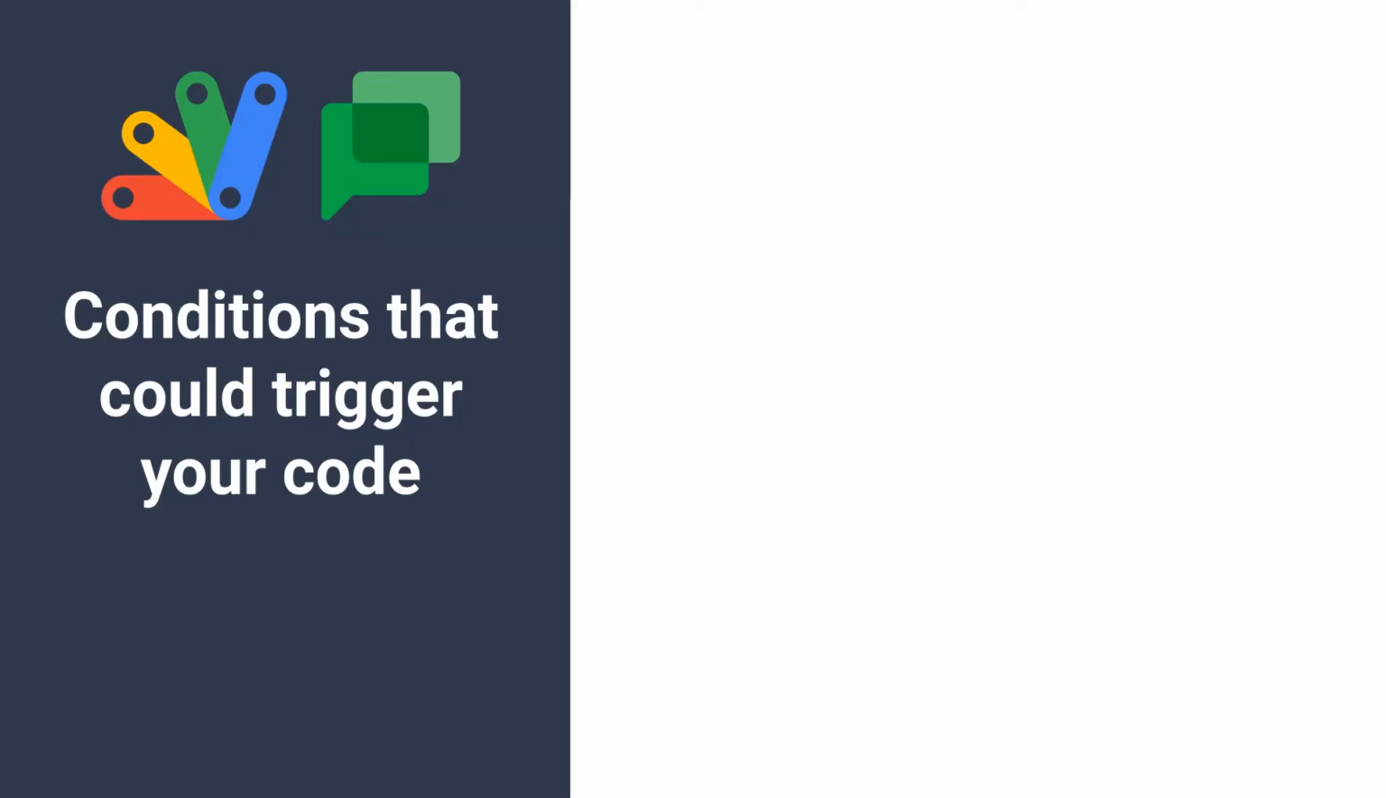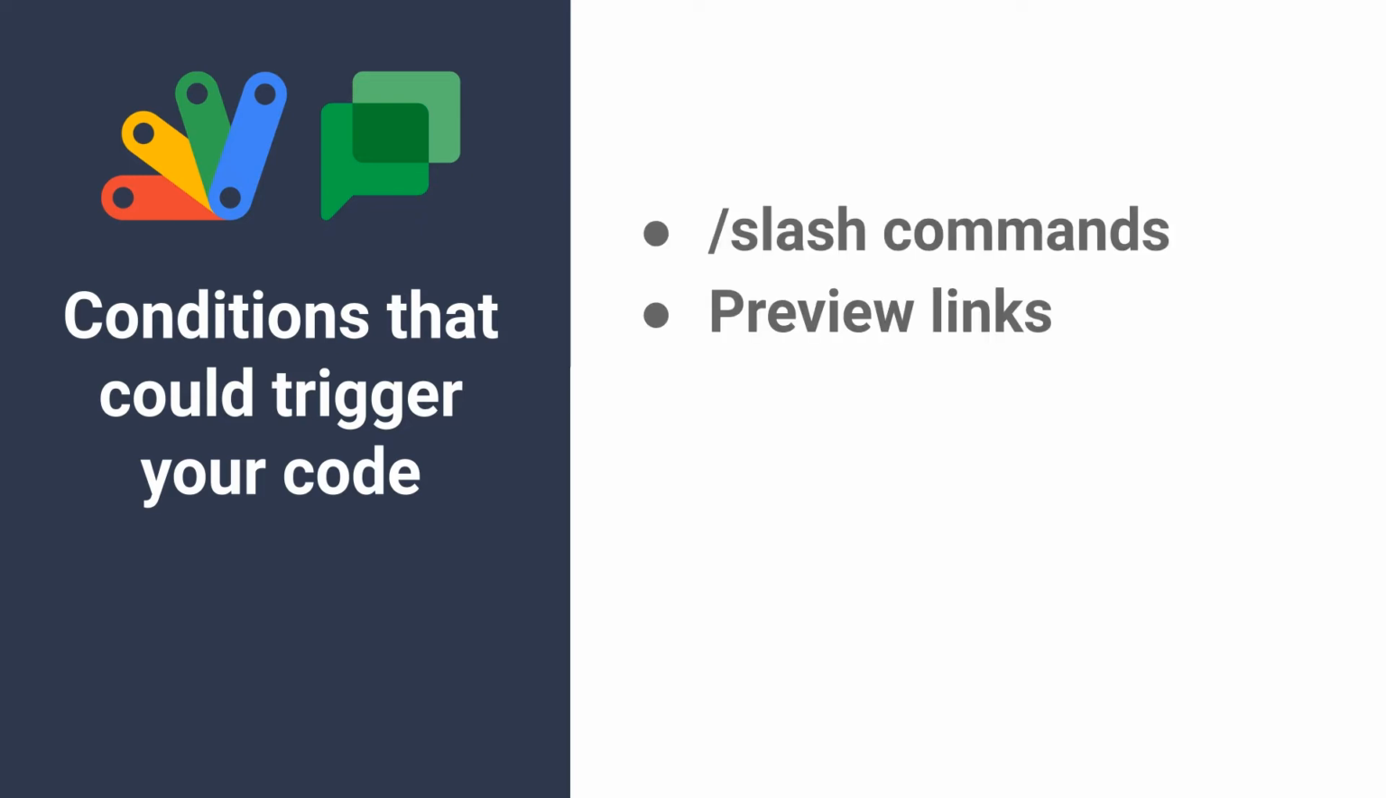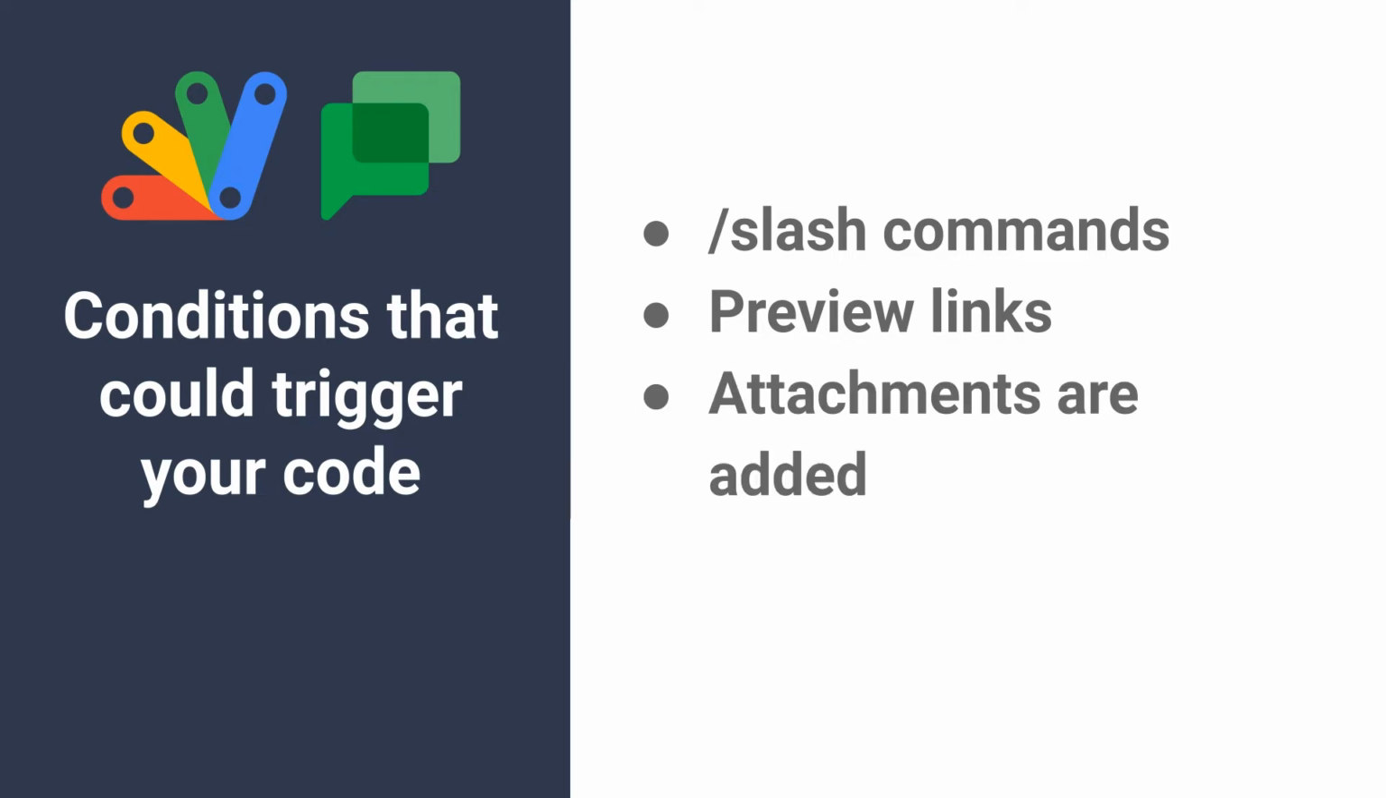We can use the information in the returned JSON event to run a programmatic action when a slash command is issued, when a link matching a predefined pattern is added to the message with preview links, when attachments are added to the message, or based on a set of predefined text.